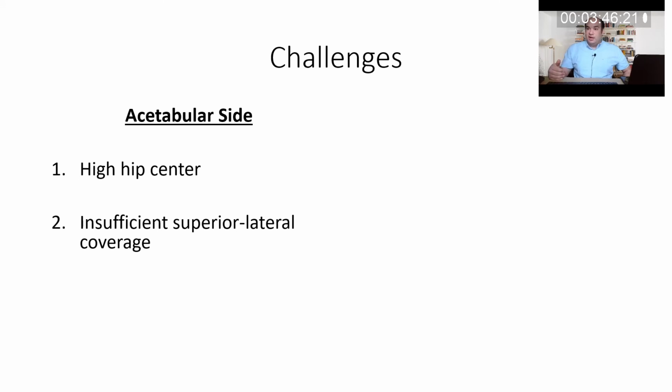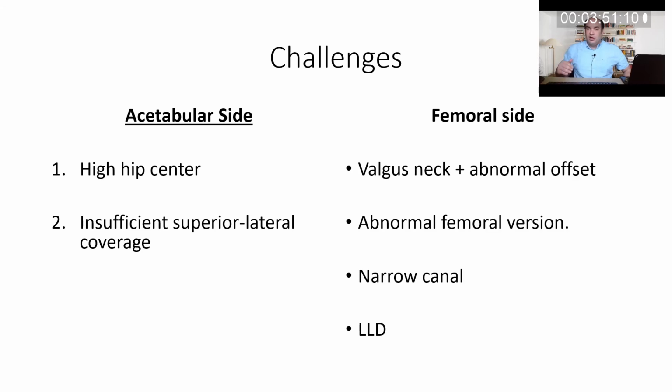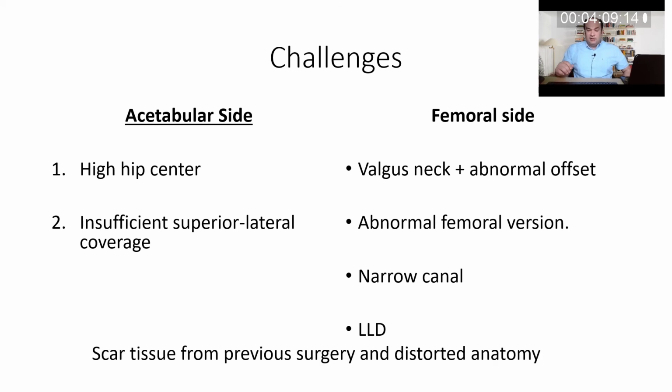So you know that you have a high hip center, you know that you have insufficient superior lateral coverage. On the femoral side, you know that you have a valgus neck, you have an abnormal femoral offset, you have abnormal femoral version, usually excessive femoral antiversion, you have a narrow canal with a higher risk of periprosthetic femoral fracture, and you might have significant leg length discrepancy. You've got scar tissue from previous surgeries. This will make it a much more difficult and challenging surgery, and might increase the risk of vascular or nerve injuries.